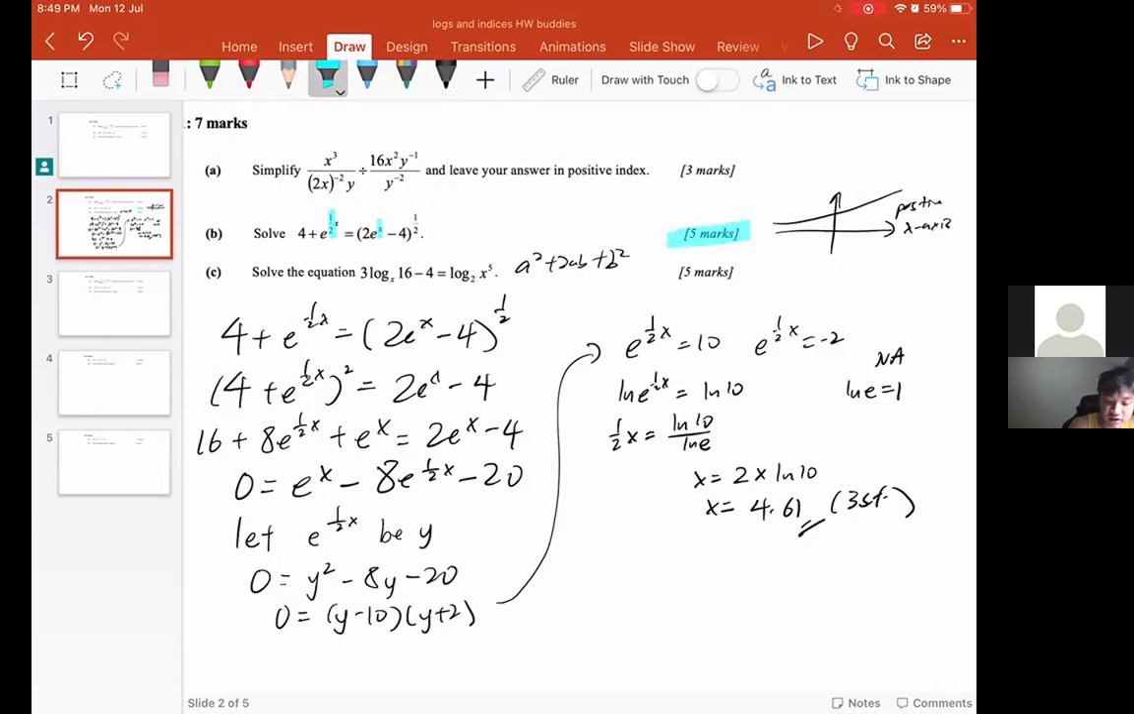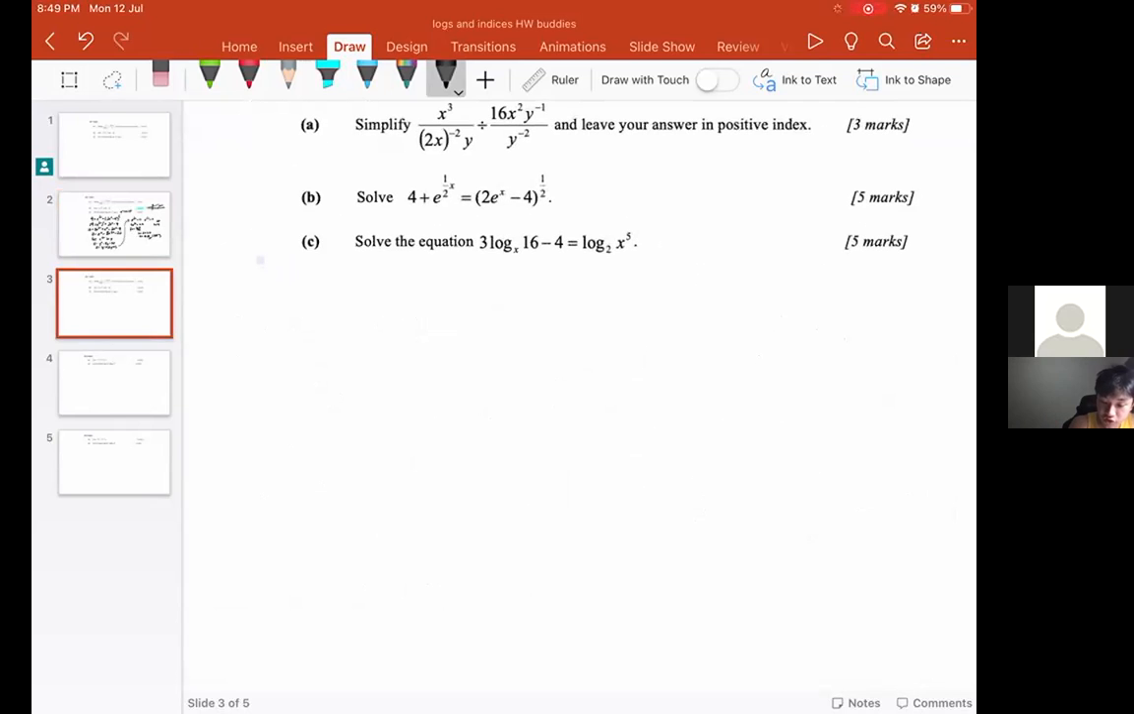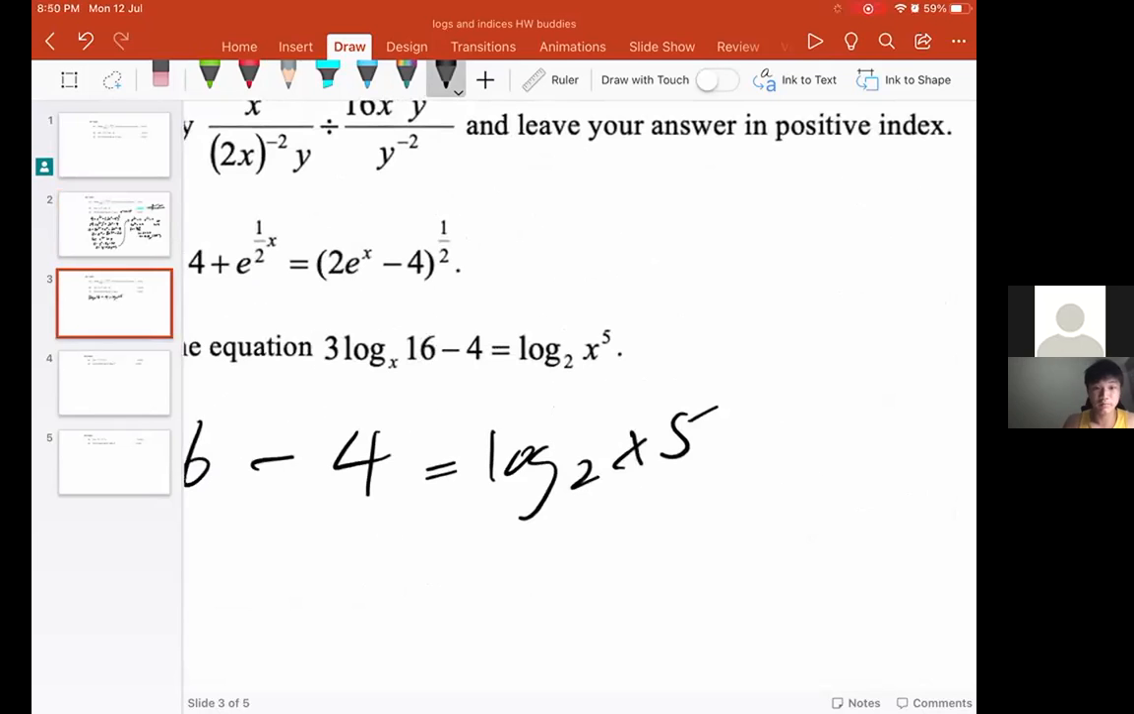So let's move on to question 1C, which involves logarithms right from the start. So we have 3 log_x 16 minus 4 equals log_2 (x^5)... or rather log 2x to the power of 5. So immediately I can probably assume that this kind of question will involve the change of bases for logs, which is log_a b equals log_c b over log_c a. So we always say big one goes on top, small one goes below.